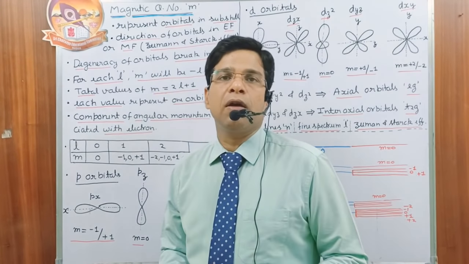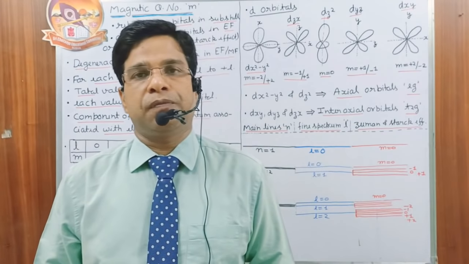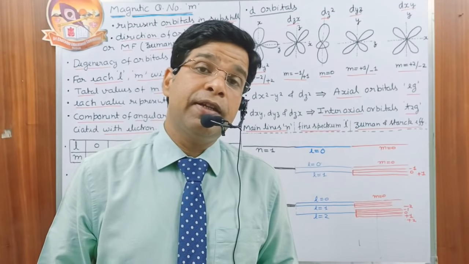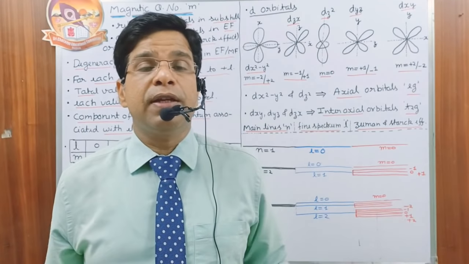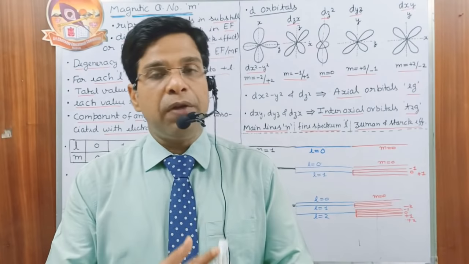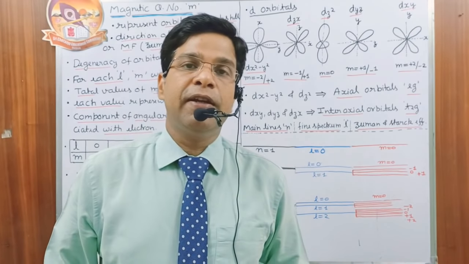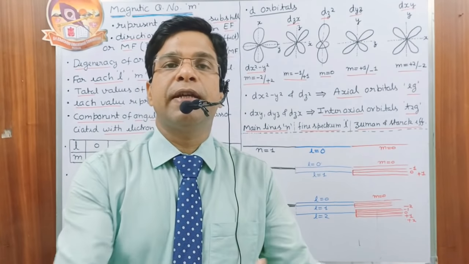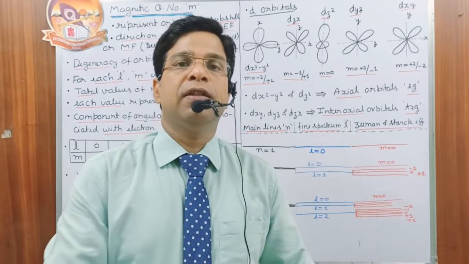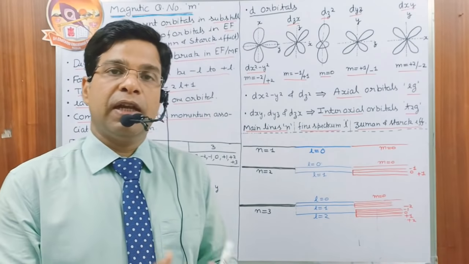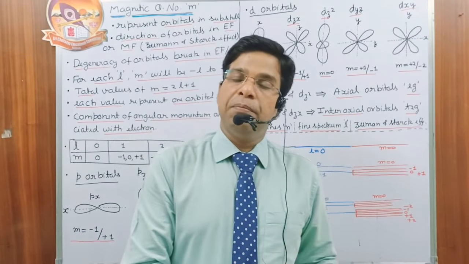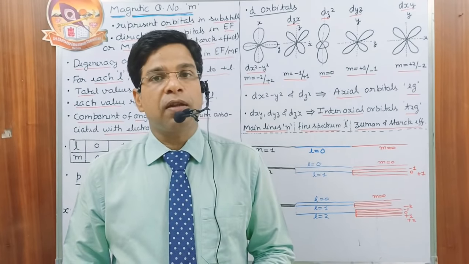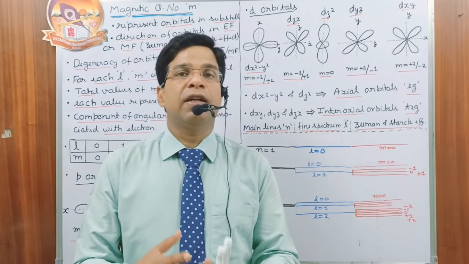Normally, all the orbitals in any subshell maintain their degeneracy, meaning they all have the same energy. But whenever an electrical field or magnetic field is applied along the z-axis, the internuclear axis, these orbitals break their degeneracy.